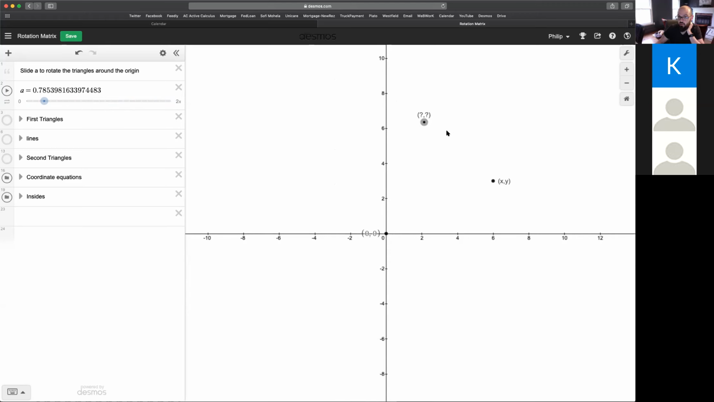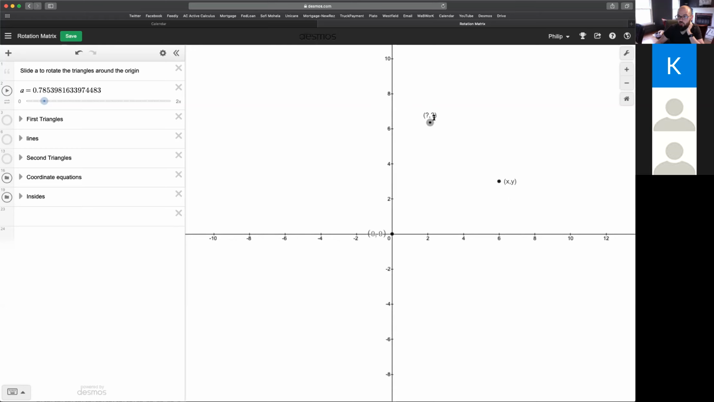If I rotate around the origin by some angle, I need to be able to tell the computer where to put that point on the screen. That's what we're going to try and build up here today. It turns out that it's all based on these triangles. If I can figure out how to rotate these triangles, we are going to be able to determine the coordinates of the points.